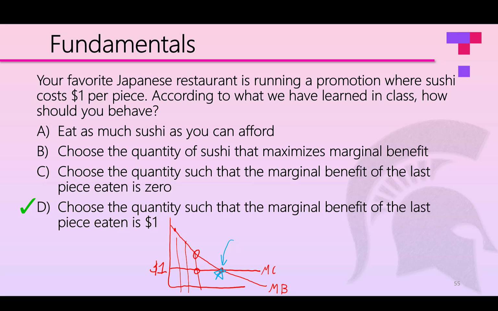Notice that at that point, I have chosen the quantity such that marginal benefit of the last piece eaten is $1, because $1, you remember, is marginal cost. So it's important to note that that is not answer B, because answer B says choose the quantity of sushi that maximizes marginal benefit. Well, the piece of sushi that maximizes marginal benefit is the very first bite. That is when marginal benefit is maximized. We're not trying to maximize marginal benefit. We're trying to maximize our total benefit, which means we keep eating as long as marginal benefit is greater than marginal cost.